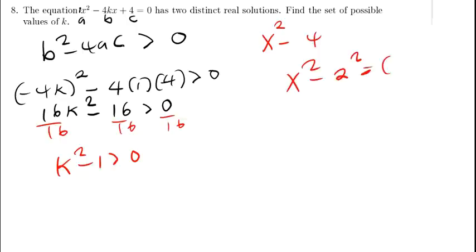Again, this can be written as x minus 2 and x plus 2. Do you know this? Have you forgotten the difference of two squares? You have forgotten that point. So actually this is the same as k minus 1, because 1 can be squared, and k plus 1.